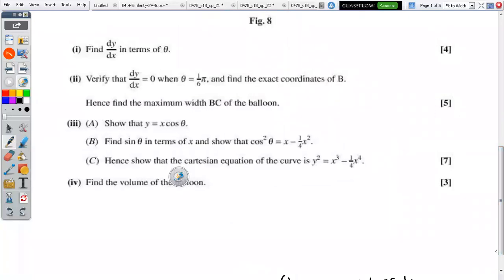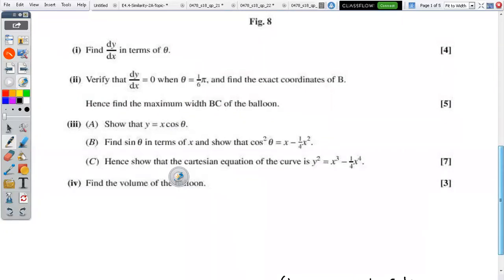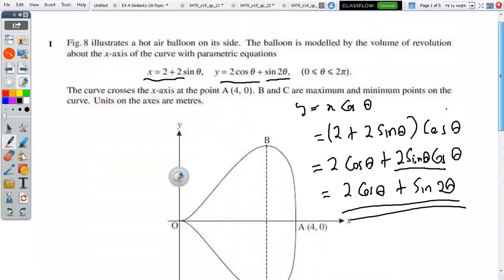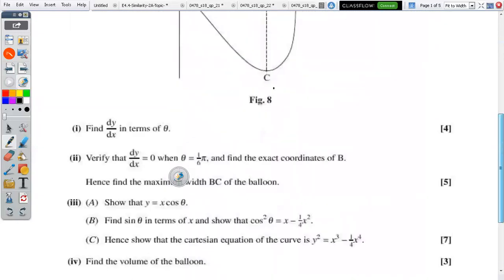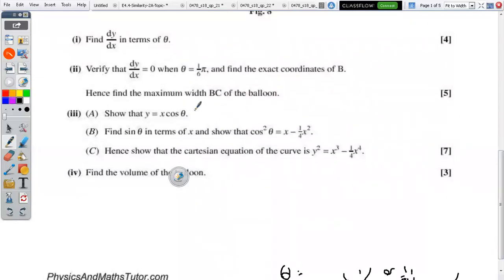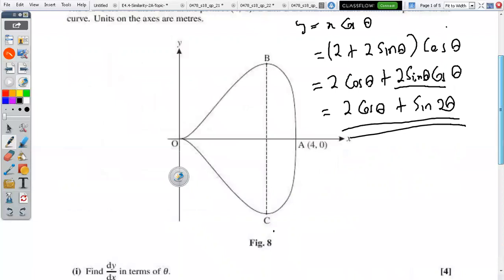No. Hence find sine theta in terms of x. So look at this. When they say hence, it means you get help from where? From there. Are we together? Yeah. You get the assistance from this: y is equal to x cos theta. It means straight away from this, x is equal to y divided by cos what? Theta, if I want to put it that way. Yes.